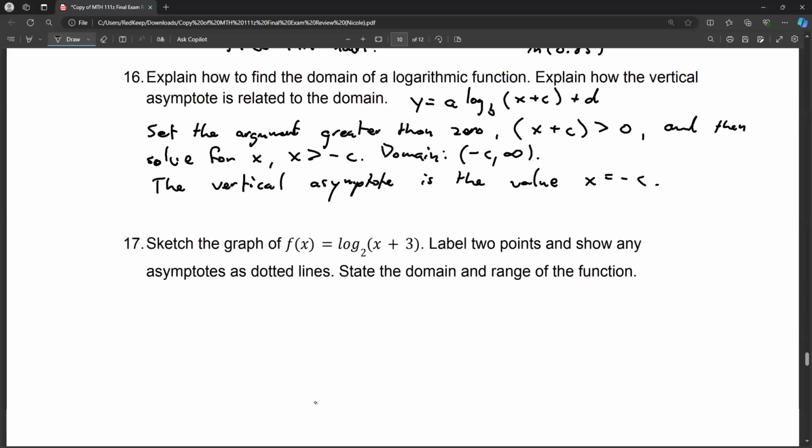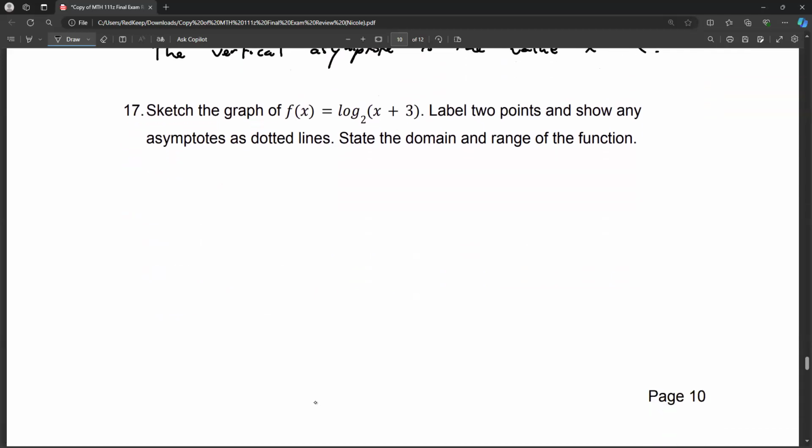Okay. In question 17, they ask us to sketch the function f of x, which is a logarithm function, right? And label 2 points and show any asymptotes as dotted lines, state the domain and range of the function. So kind of similar to things that we've seen thus far. First time we've seen a logarithm, of course, and we kind of are left on our own to figure out how to approach this problem. So the way that I thought about this first is I was thinking, I'll probably grab a table of values and use that to my benefit. So x and f of x. And so you can pick points that are favorable, right?